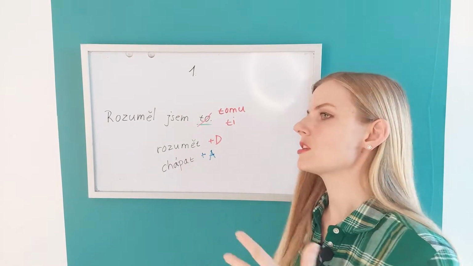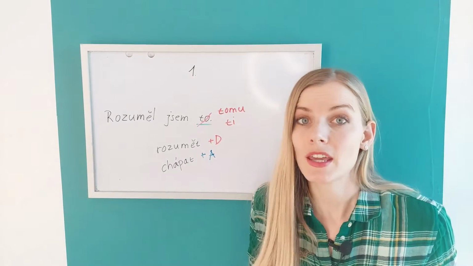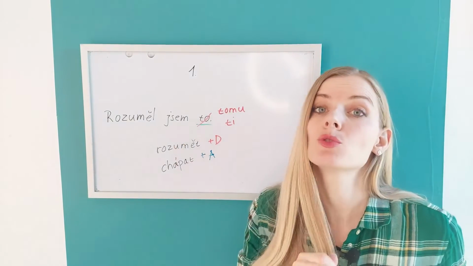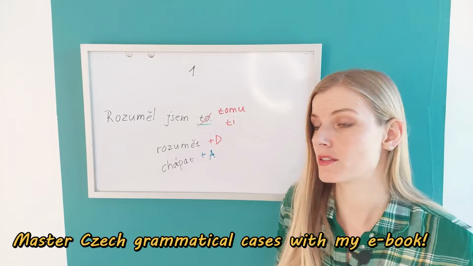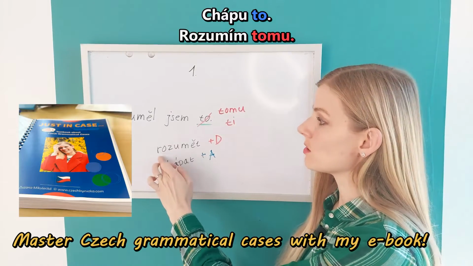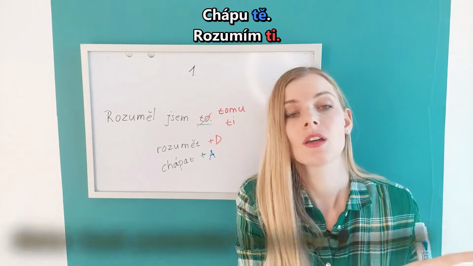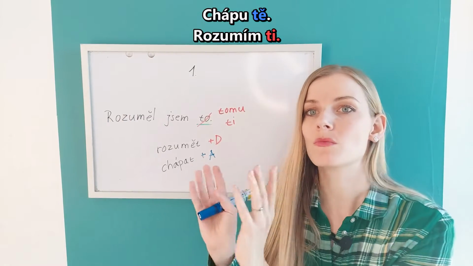But if you wanted to say to a friend, I understand it, I get it, you can say chápu to. Chápu to, that's the accusative case. Chápu to a rozumím tomu. Chápu tě, I get you, I get your point. Chápu tě a rozumím ti.